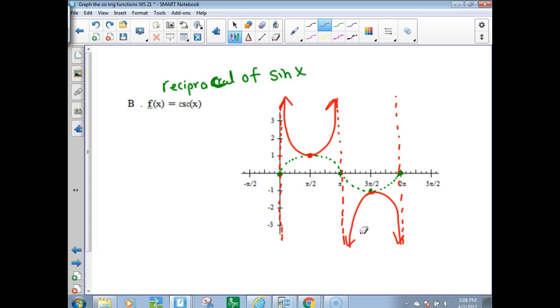Am I going too slow or too fast? Or are we okay? Anybody having trouble keeping up? Oh, this is making some sense. This is how you remember it. You also can type it in the calculator, but you're going to need to be able to tell where the asymptotes are. And by the way, this has a period of 2 pi, just like the reciprocal function, the sine. The period is 2 pi for the cosecant and the secant.